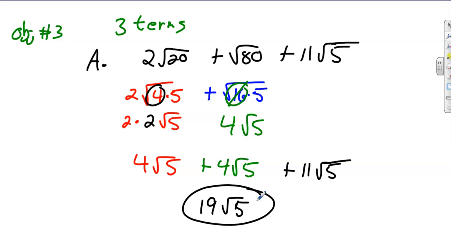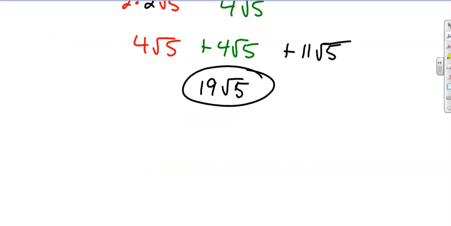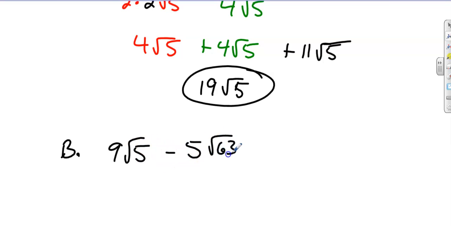Okay, so 2 terms, 3 terms. Again, if it's 3 terms, they may or may not be the same number. Now let's see where we actually get something a little bit different. Let's do 9 square root of 5 minus 5 square root of 63 plus square root of 28.